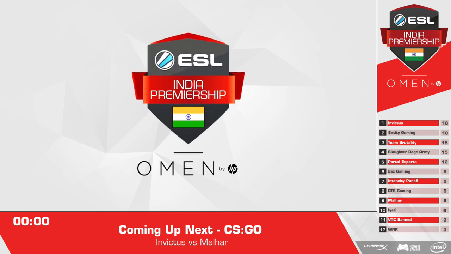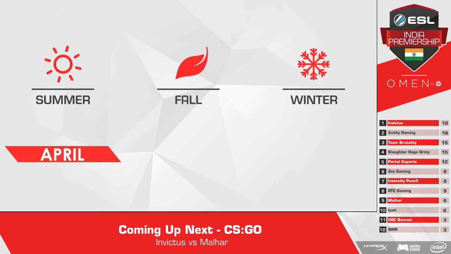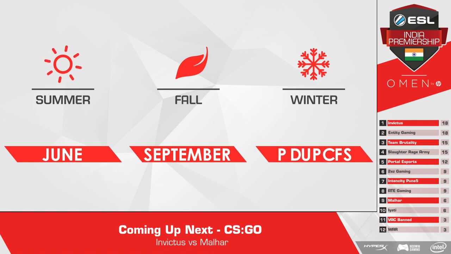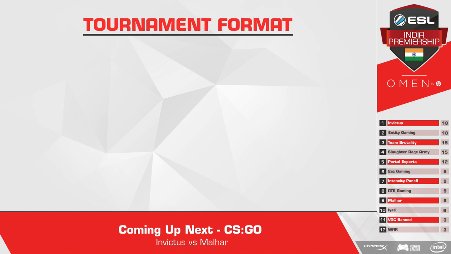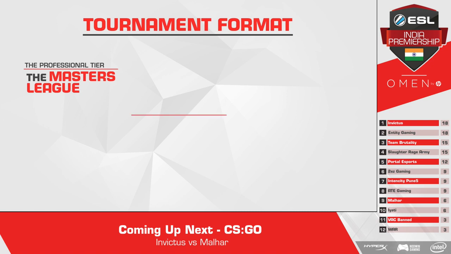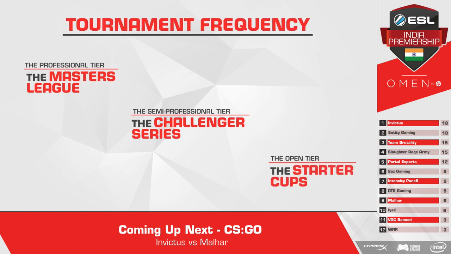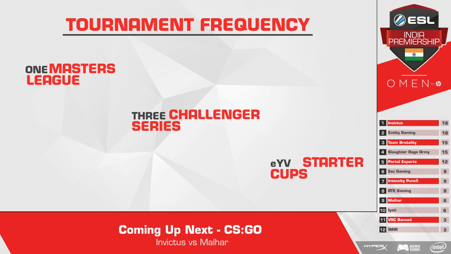The ESL India Premiership 2018 has 3 seasons: summer, fall, and winter. The summer season takes place from April to June, while the fall season runs from July to September. Finally, the winter season takes place from October to December. Coming to tournament formats, each season is divided into 3 tiers: the professional tier, the Master League; the semi-professional tier, the Challenger Series; the Open tier, the Starter Cups. Moving on to the frequency, every season in the ESL India Premiership 2018 will see 1 Master League, 3 Challenger Series, and 3 Starter Cups.